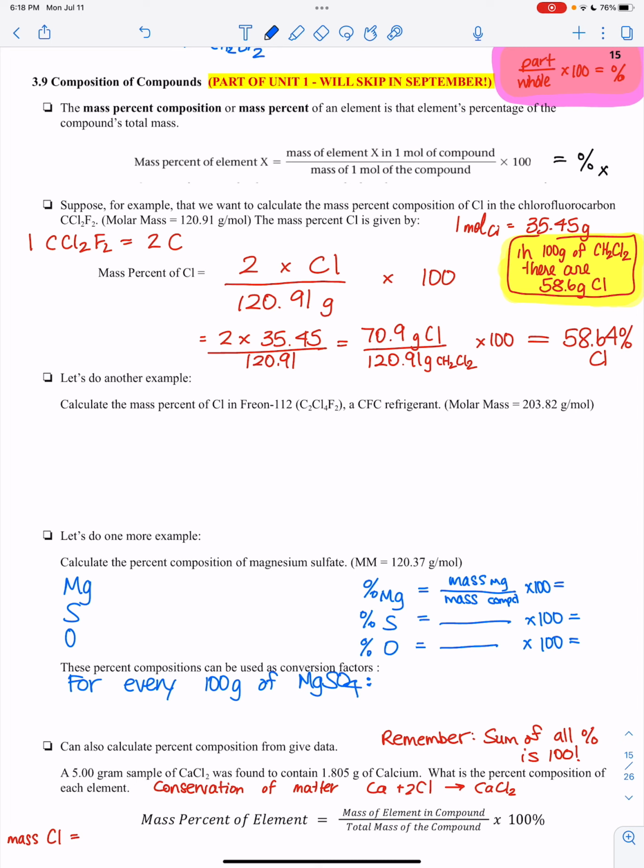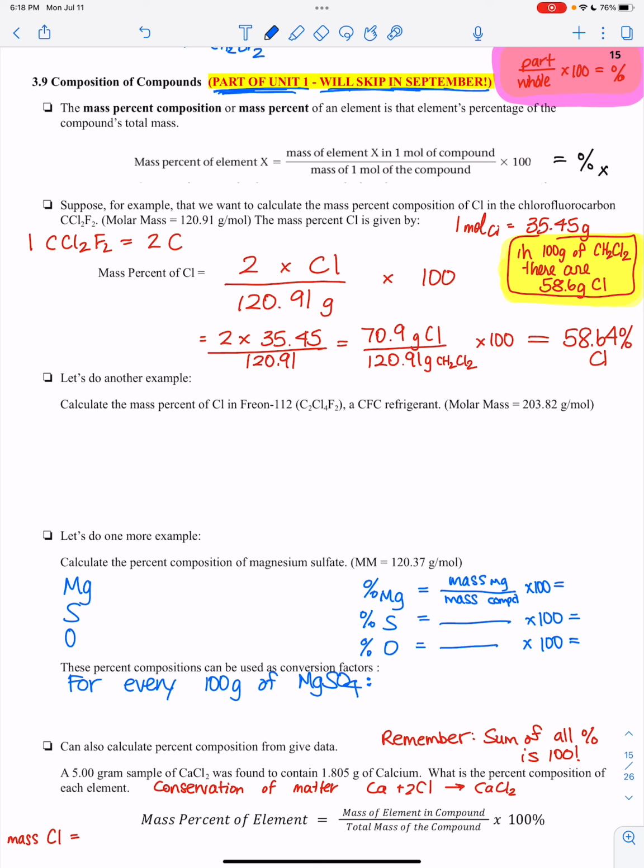Hopefully I get the numbers down and have it labeled correctly. This is going to be percent composition, and I made a note here. This is part of Unit 1 in the school year, so I'm going to skip this in September. We're going to get to this in our notes, and I'm going to say C, summer work.